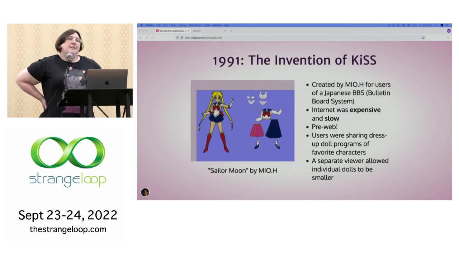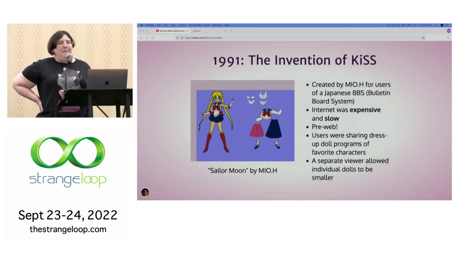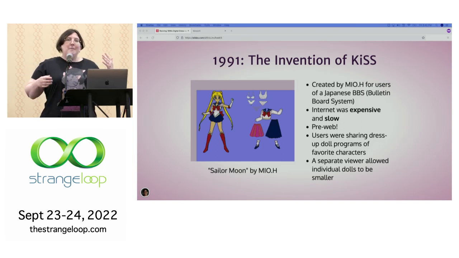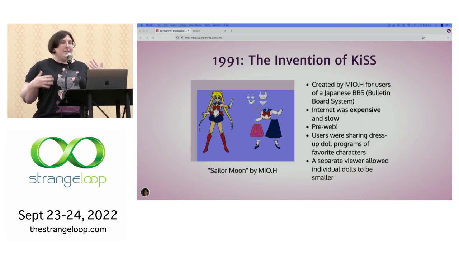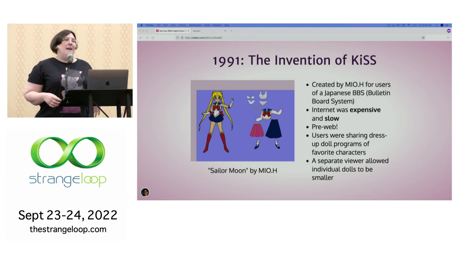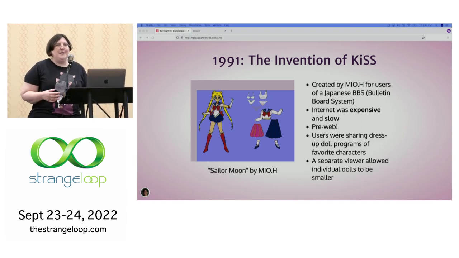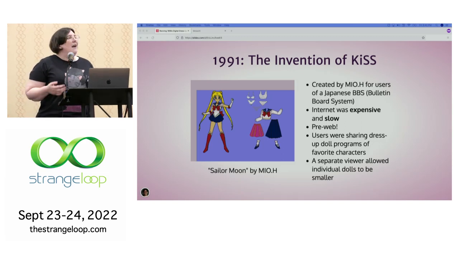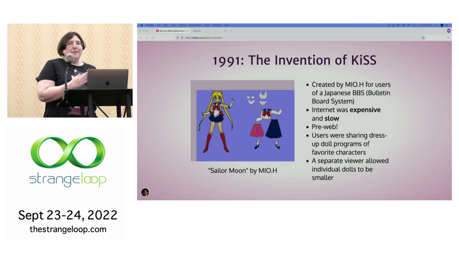So KISS was invented in 1991 by a person calling themselves MIO.H on a Japanese bulletin board system. So this was pre-World Wide Web. The internet was really expensive, really slow, but users were trying to create these dress-up doll programs and share them with each other. And while I don't have a lot of information about the motivations behind these creators, it makes sense that if you separate out the program that is used for viewing the dolls and the actual assets for the dolls, you can make the files much smaller and be more efficient, right?